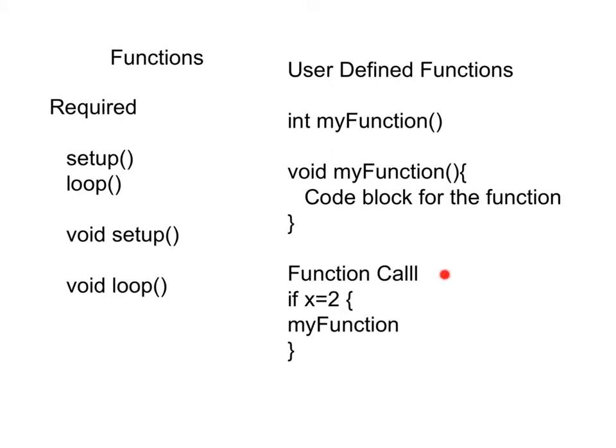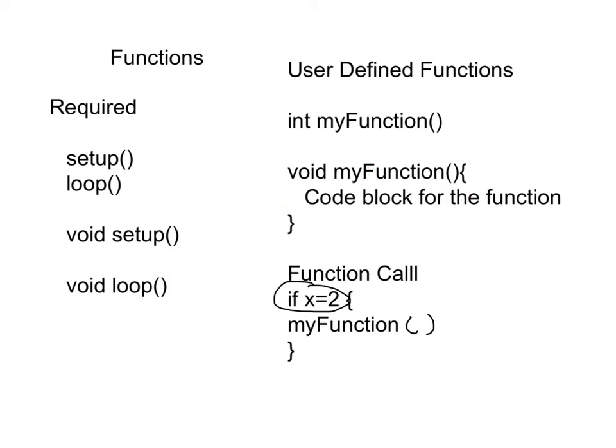And then the function call looks like this. In this case, it's going to be an if statement. So I'm saying here I have some variable called x. And I'm saying that if x equals 2, then you're going to do this function. I want to call this function. And the one thing I see missing on this is it needs to have the parentheses after that. So I'll just simply say my function and the parentheses. And what's going to happen there is it's going to go do whatever is in this code block right here.